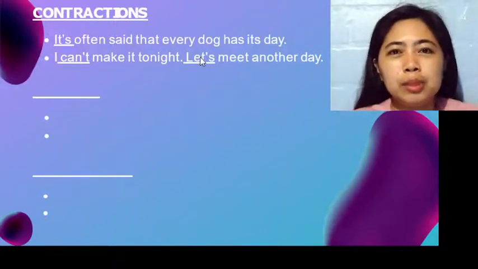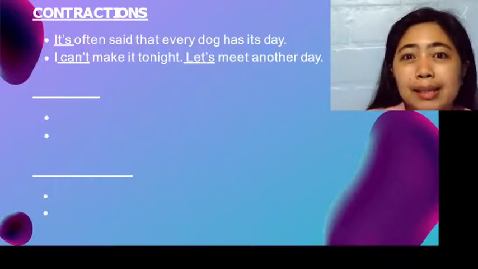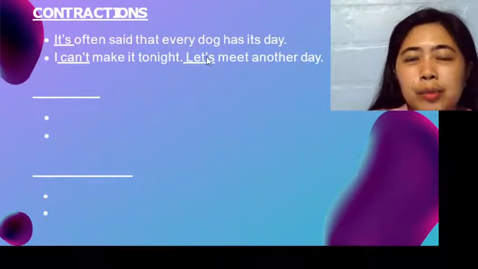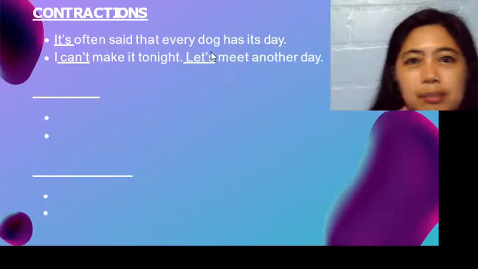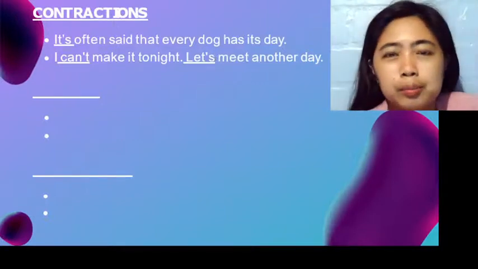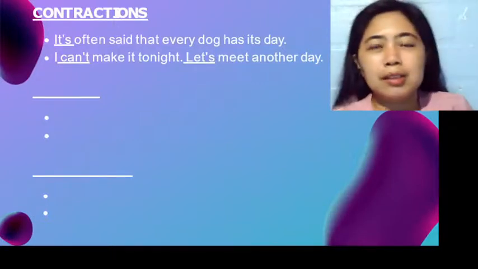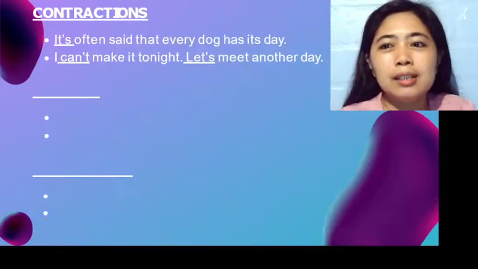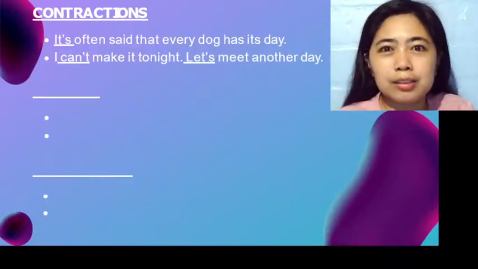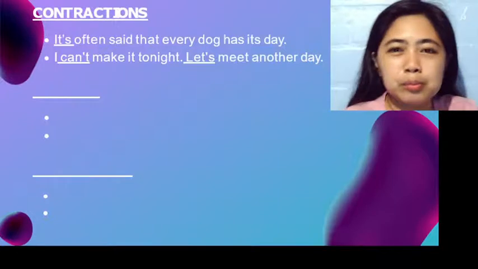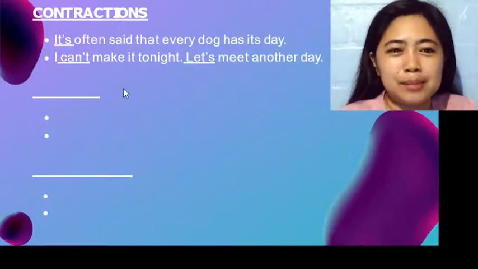Don't be confused with the verb lets without the apostrophe. Without the apostrophe, it means the verb, to allow or to permit. The government or the city lets workers work from home, or students or teachers rather. So you can do that one.